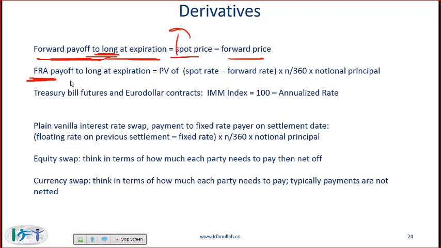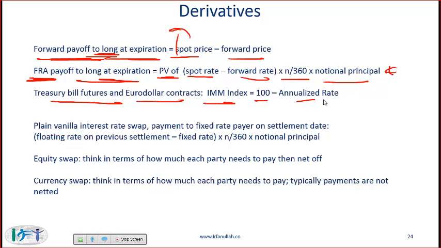A forward rate agreement payoff is given by the present value of the spot rate minus the forward rate, times n over 360, times the notional principal. So make sure you've done lots of examples. And then with T-bill futures and Eurodollar contracts, you use the IMM index, which is 100 minus the annualized rate.